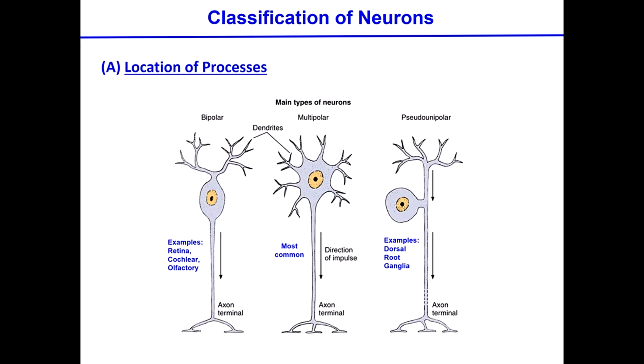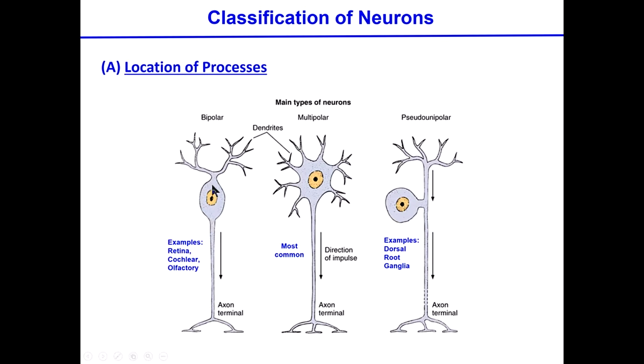So depending on the location of the so-called processes, the neurons have what we can call the cell body, which is different shapes in this slide. And then they have the processes. And these processes are primarily of two types. The dendrites, which are short processes, and typically a long one, which is called the axon.